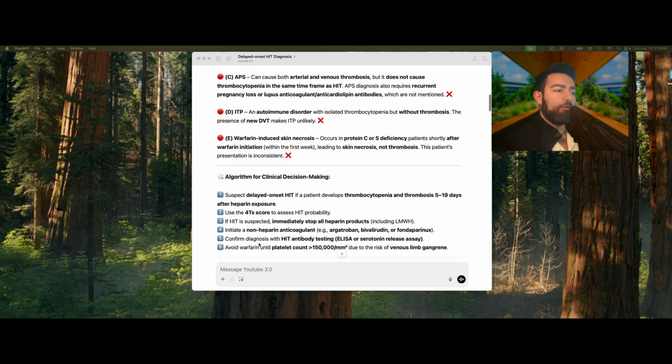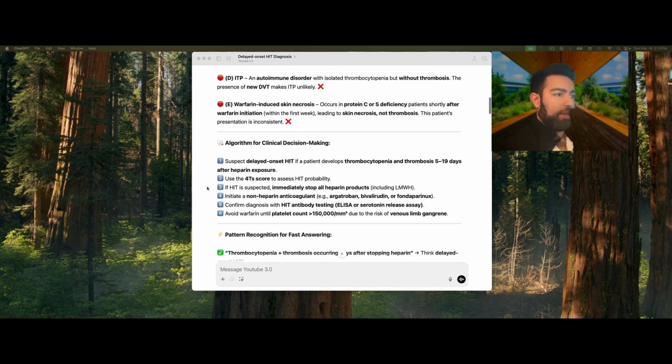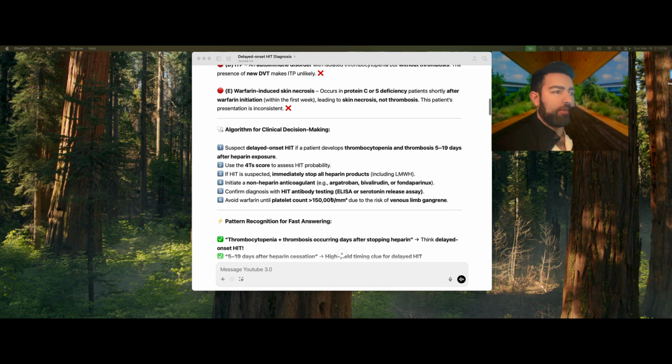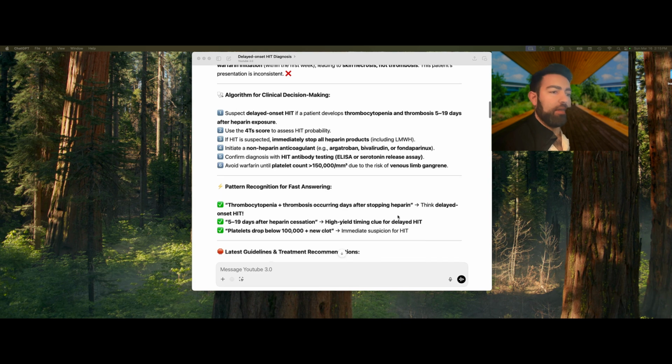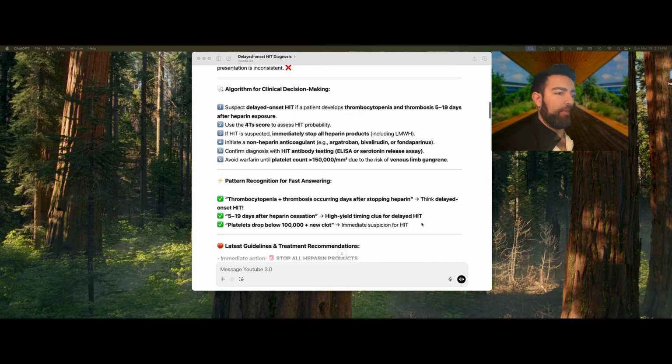And avoid warfarin until platelet counts go up greater than 150,000 due to that risk of venous limb gangrene. Okay, so again, so many clinical pearls and board pearls in that algorithm. The pattern recognition, just realizing the thrombocytopenia and thrombosis, which occurs a few days after stopping the heparin, thinking about the delayed onset HIT, and the timing is very high yield.